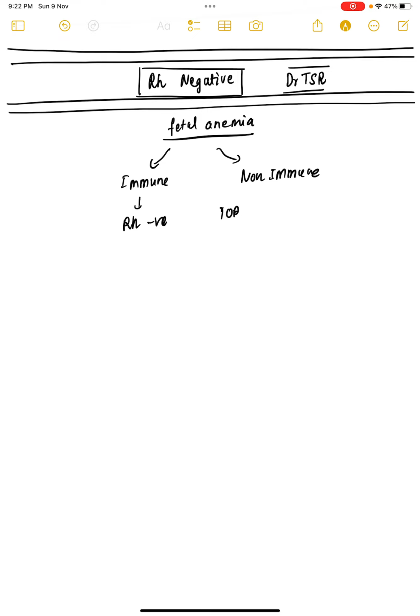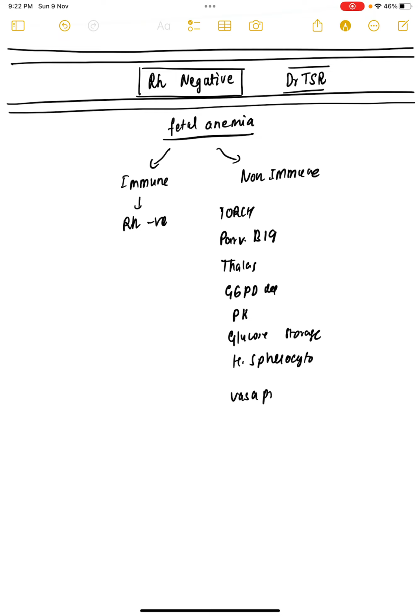Infections such as TORCH, the most common being parvovirus B19, or hemoglobinopathies such as thalassemia, or enzyme deficiency like G6PD deficiency, or pyruvate kinase deficiency, or glucose storage disorders, or hereditary spherocytosis and Fanconi anemia, or disorders like fetal-maternal hemorrhages such as vasa previa. Okay, so vasa previa, Fanconi anemia, glucose storage disorders, and pyruvate kinase deficiency. These are some of the causes of non-immune hydrops fetalis. Okay, that is the causes of fetal anemia.